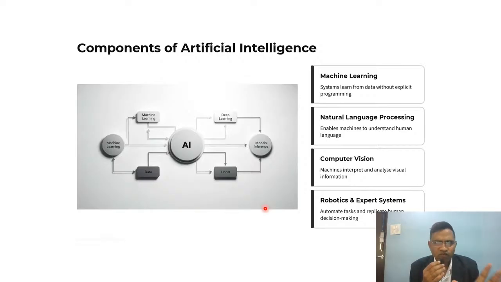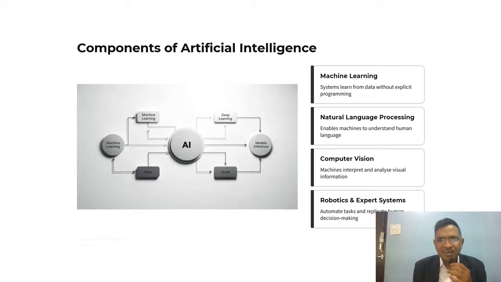The components of artificial intelligence: one is machine learning, where systems learn from data without explicit programming. Then natural language processing, where machines can learn and understand like a human being and also interpret. Then robotic systems, expert systems, automating tasks, and replicating decisions.